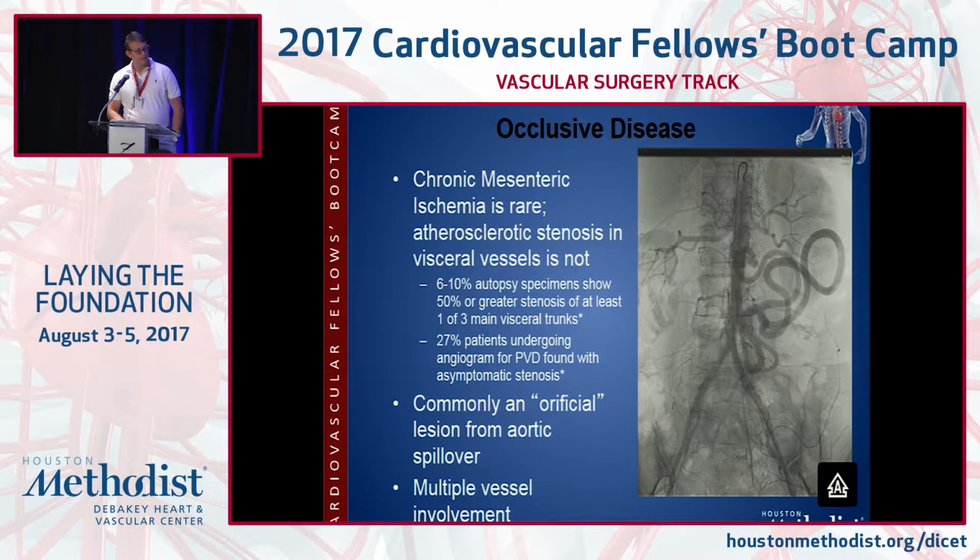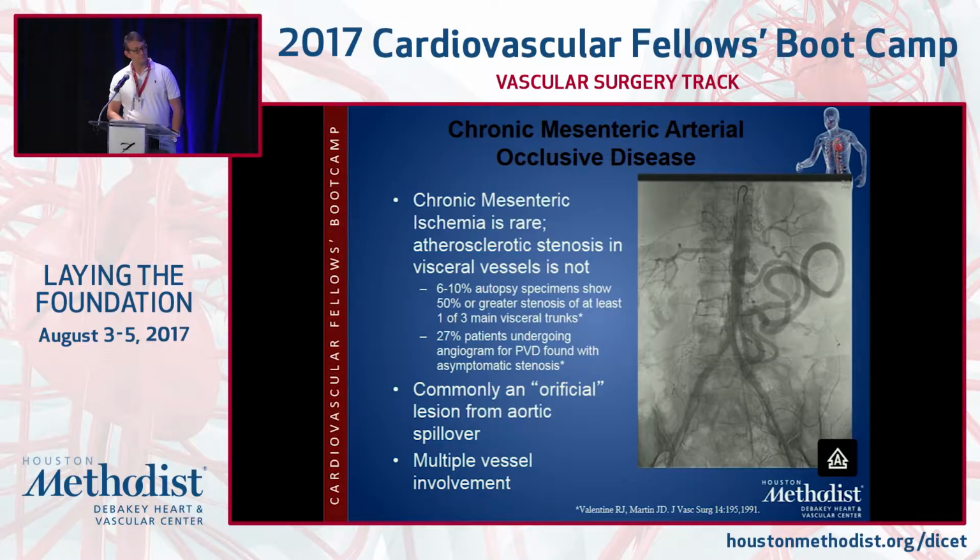If you look at autopsy specimens, a reasonable percentage of patients will be found to have visceral artery occlusive disease. And as you do more and more lower extremity work, you'll find that 27% of these patients have asymptomatic visceral artery disease. This was an angiogram I did on somebody, probably planning a lower extremity endo-revascularization, and you see this huge meandering mesenteric artery, which was indicative of celiac artery and SMA occlusive disease. So you see a lot of asymptomatic disease as well.